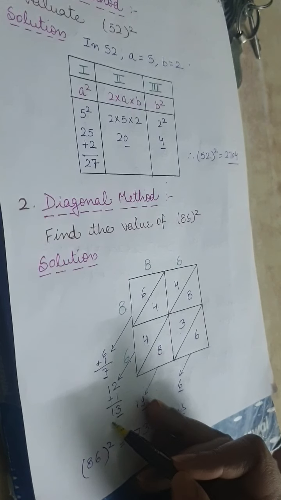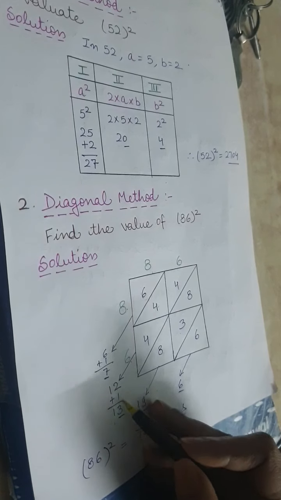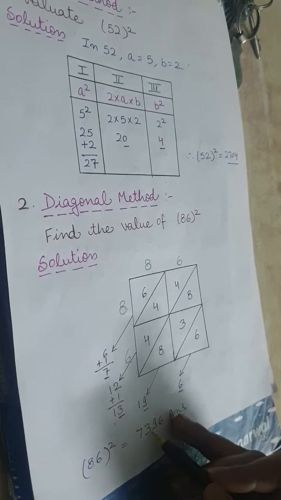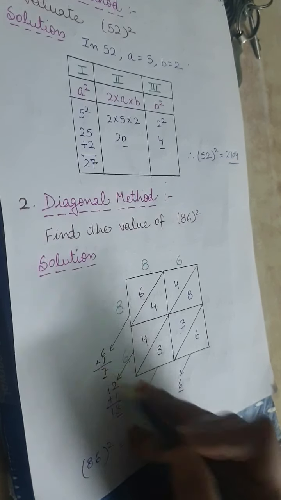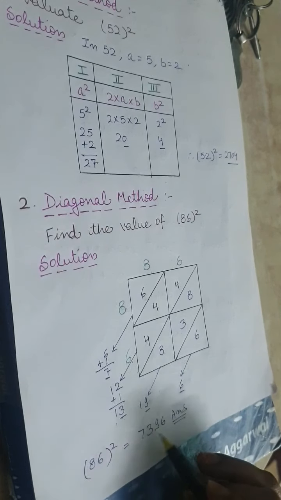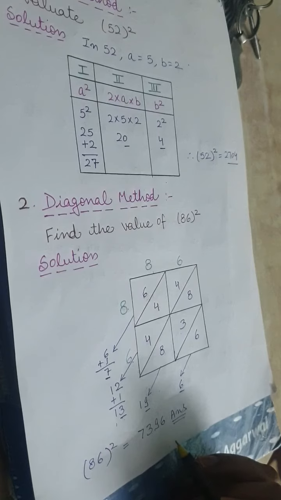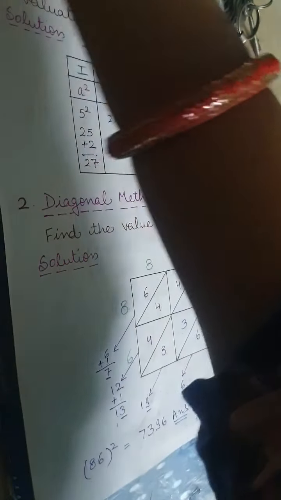1 goes to the next column or next diagonal sum, that is 12 plus 1, that is 13. Now 3 will go to the answer and 1 will move further and it will become 7. So what's your answer? Your answer will be 7396. Clear? Take one more example of this.